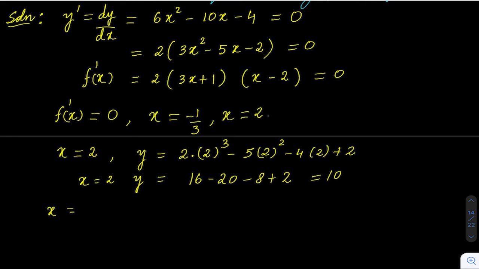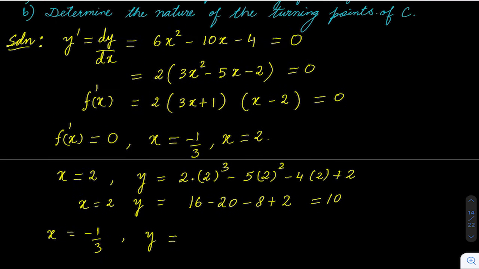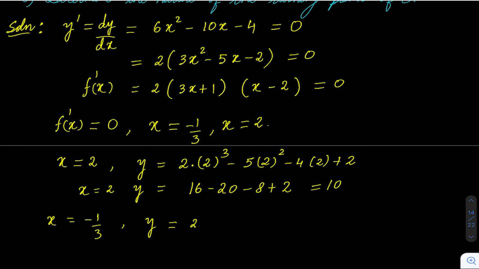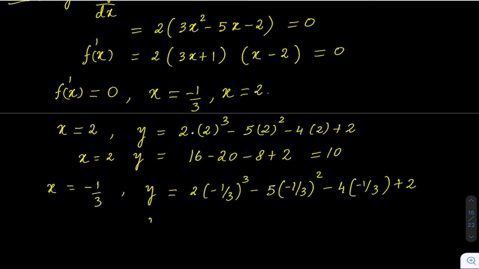Second stationary point, when x is minus 1 over 3. Let's substitute. We will get 2 times minus 1 over 3 whole cube minus 5 times minus 1 over 3 whole square minus 4 times minus 1 over 3 plus 2. So let's simplify this using a calculator. So this will give us 2.7.